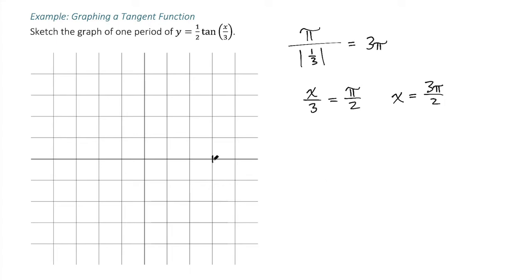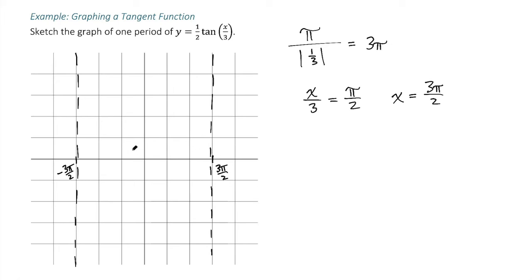So I'll make each of these boxes a pi over 2. So this is 3 pi over 2. We're going to have an asymptote here. And if we subtract the period, that'll take us to another one. That'll take us to a negative 3 pi over 2. And that'll be another asymptote.